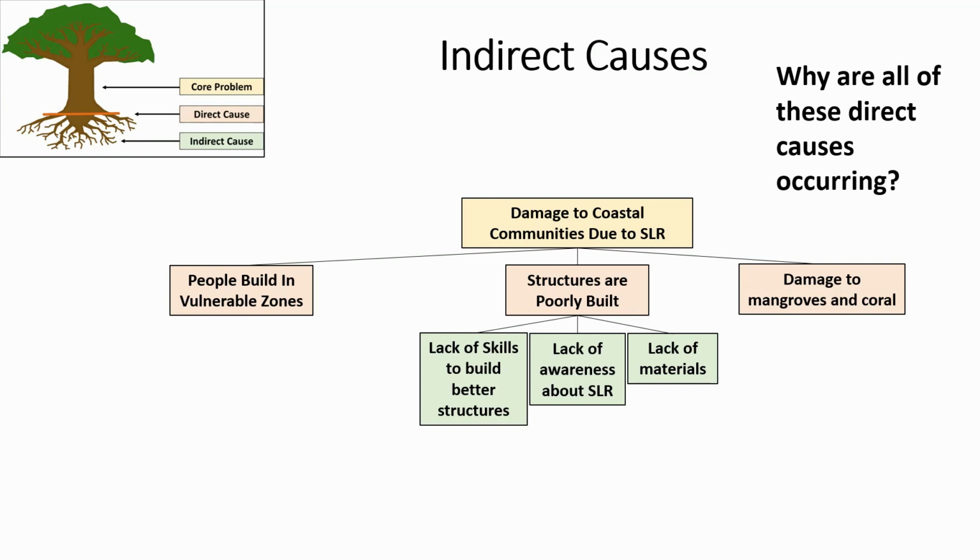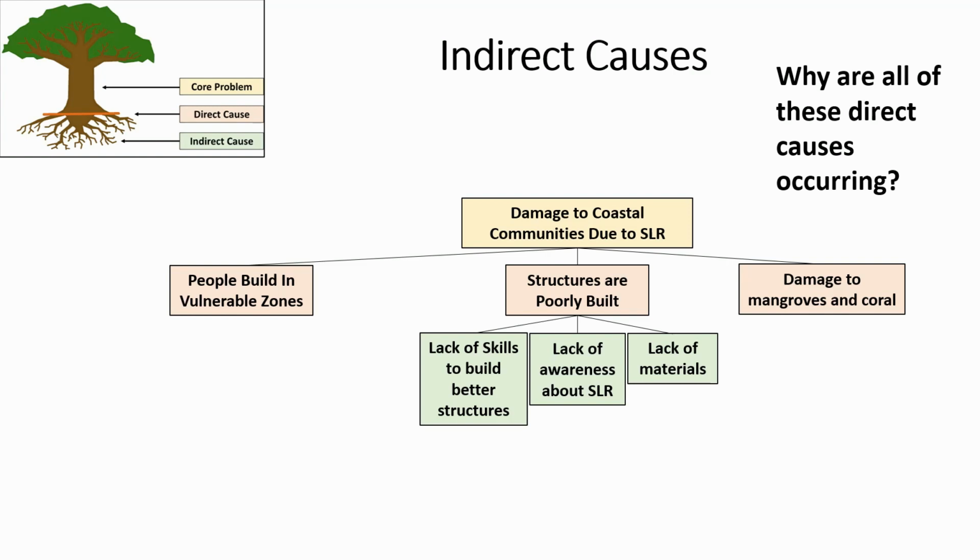People don't have the skills to build more resilient houses. But they also don't know about sea level rise, right? Because sea level rise is slow. It happens very gradually over the course of a lifetime, and it's not something that you notice on a day-to-day basis. So people may not know about the rate of sea level rise and what will happen in the future.